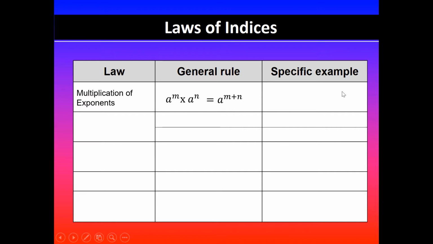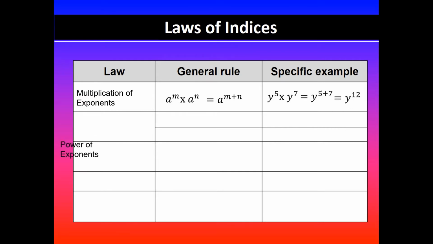One example for this is if you're given y to the power of 5 times y to the power of 7. We can see that the base is y, which is the same, so we can write y to the power of 5 plus 7, and that simplifies to y to the power of 12.